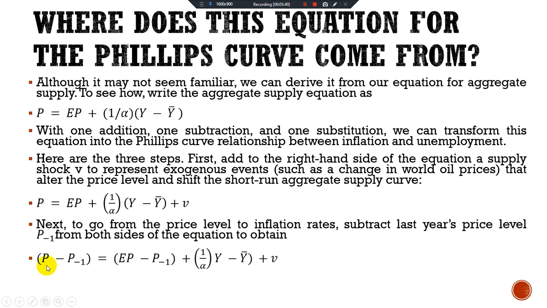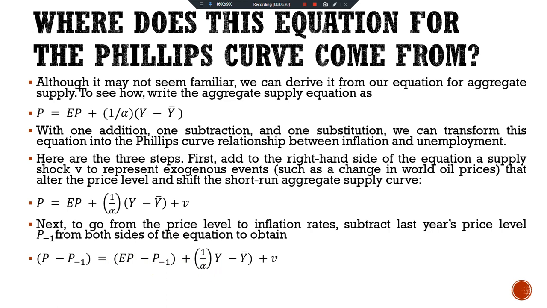P − P₋₁ = EP − P₋₁ + (1/α)(Y − Ȳ) + v. So here the term on the left-hand side is the difference between the current price level and last year's price level, which is technically called inflation. The term on the right-hand side, EP − P₋₁, is the difference between the expected price level and last year's price level, which is expected inflation, that is Eπ in our previous equation.